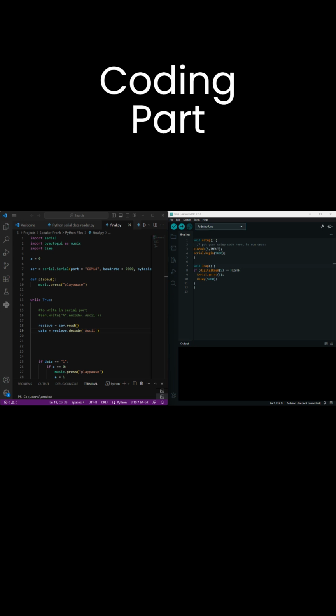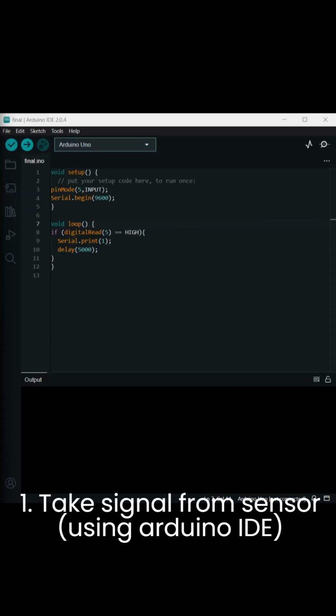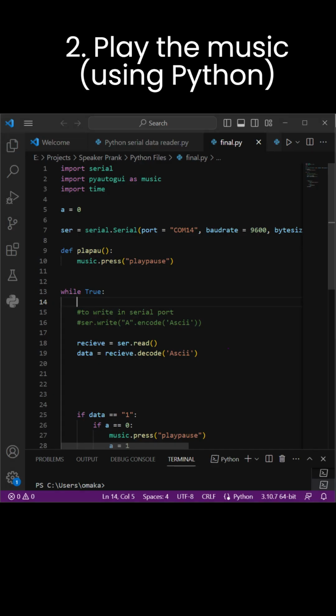Moving to the coding part, this will be done in two steps. First, we will take the signal from the PIR sensor using Arduino IDE. Second, we will be using the data from the PIR sensor to play the music on the PC using Python.